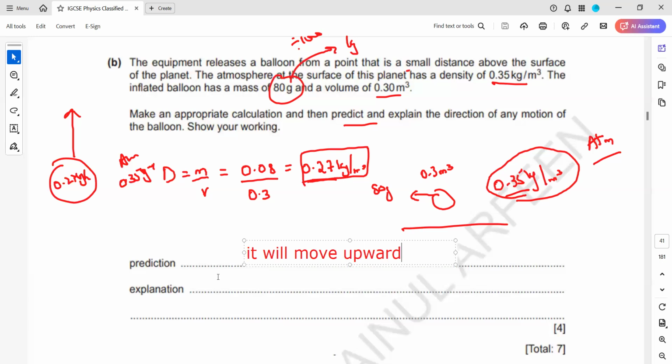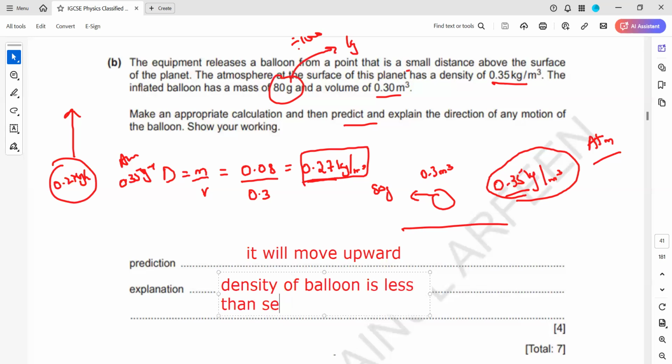And the reason is that the density of the balloon is less than the density of the atmosphere. Okay? Clear about this?